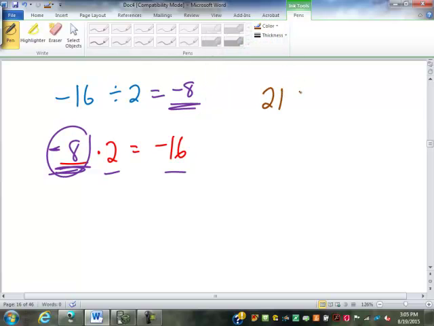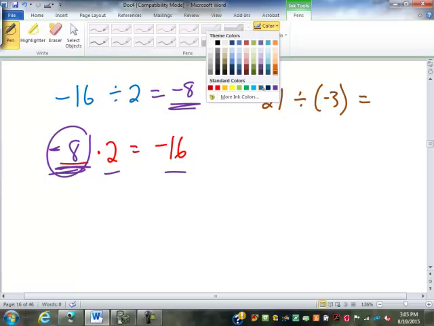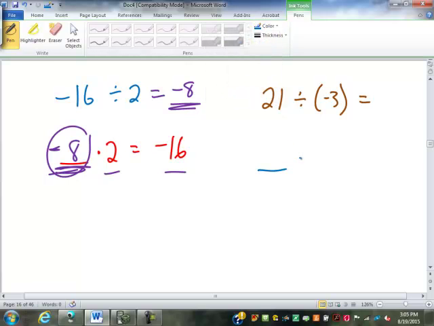21 divided by a negative 7. Always go with negative 3, apparently, since I wrote it down wrong. That is asking us what number times a negative 3 equals 21. Well, first of all, does this number have to be positive or negative? Negative, because a negative times a negative gives us a positive. What times 3 gives us 21? 7. So this would be a negative 7.